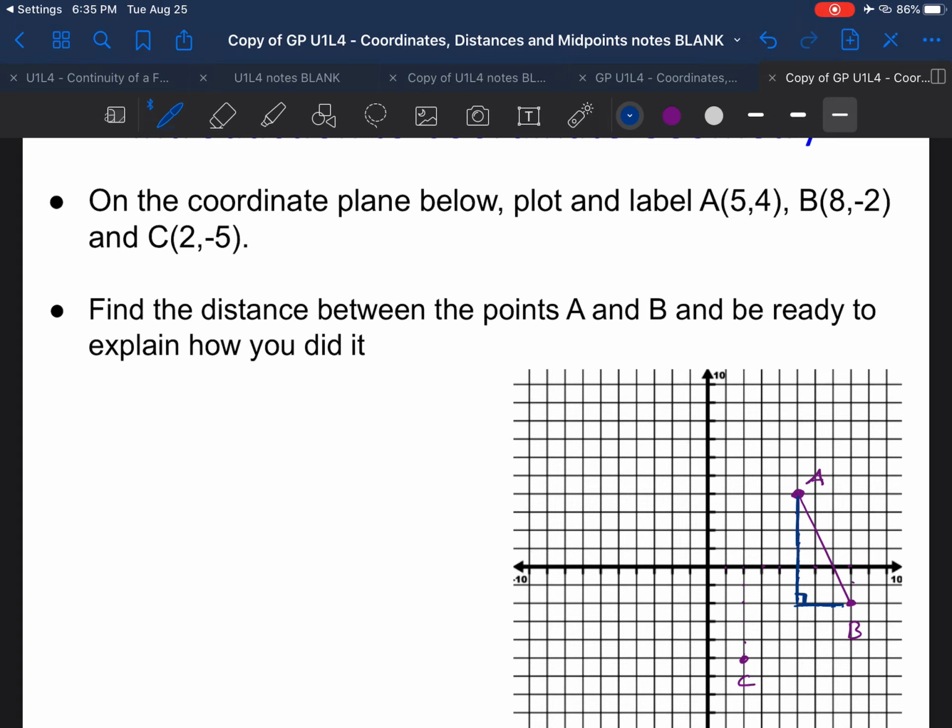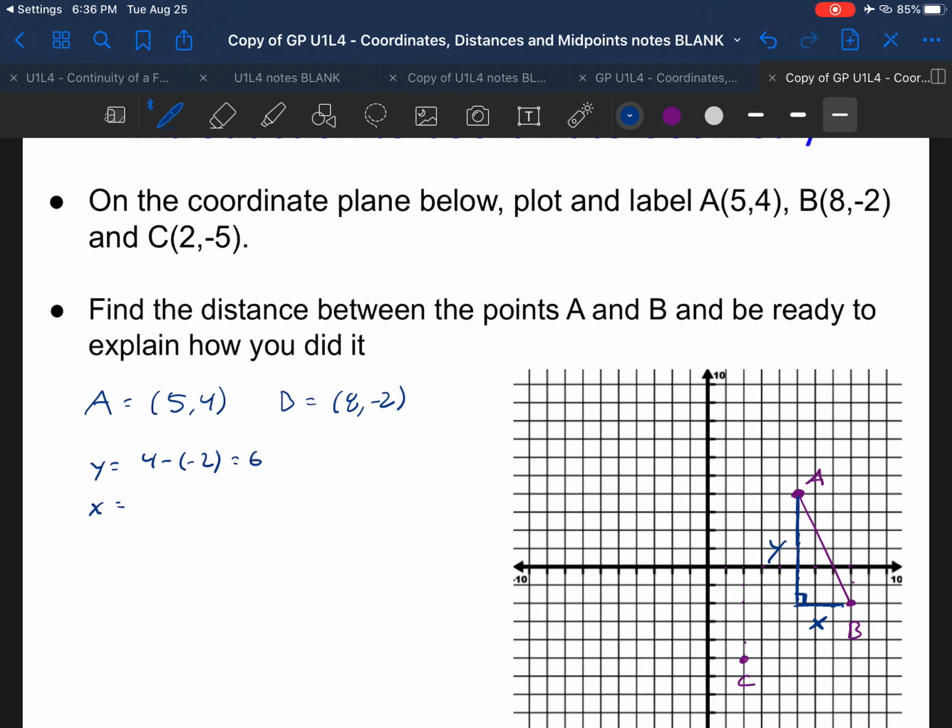Okay? So if I want to figure out how far I go down, let's write this out first. So A is 5, 4, right? And B is the point 8, negative 2. So this distance, let's call this distance very creatively y, right? So y is going to equal the change in y values, which is 4 minus negative 2, which is 6. This distance here we'll very creatively call x. That's going to be the change in x value.